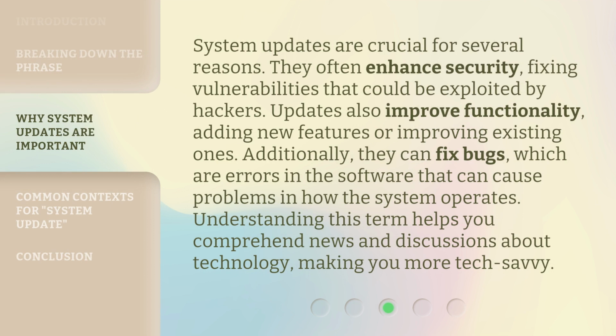System updates are crucial for several reasons. They often enhance security, fixing vulnerabilities that could be exploited by hackers. Updates also improve functionality, adding new features or improving existing ones. Additionally, they can fix bugs, which are errors in the software that can cause problems in how the system operates. Understanding this term helps you comprehend news and discussions about technology, making you more tech-savvy.